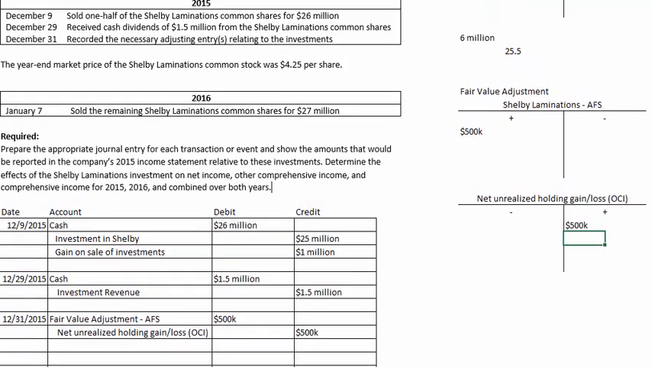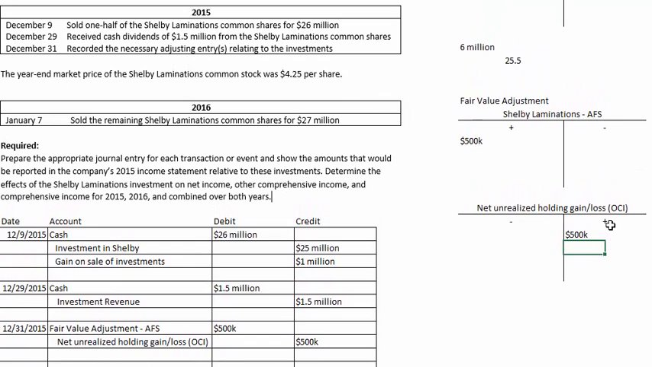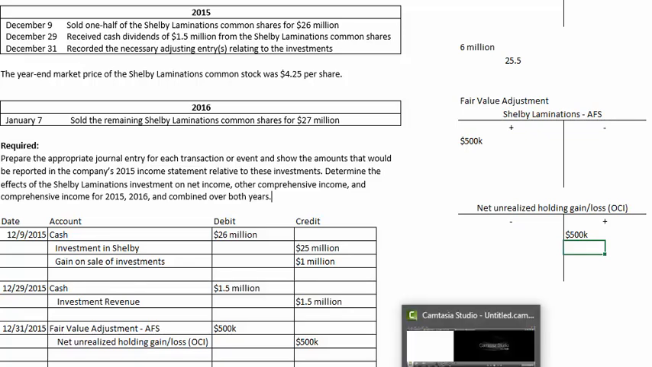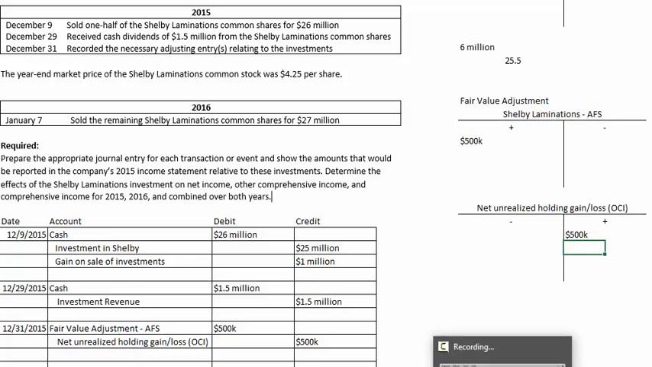Had it been a trading security, then it wouldn't have gone to other comprehensive income. It would have gone to the income statement. We'd have an unrealized holding gain/income, and so that gets us through the first year, which is 2015, and all the corresponding entries.